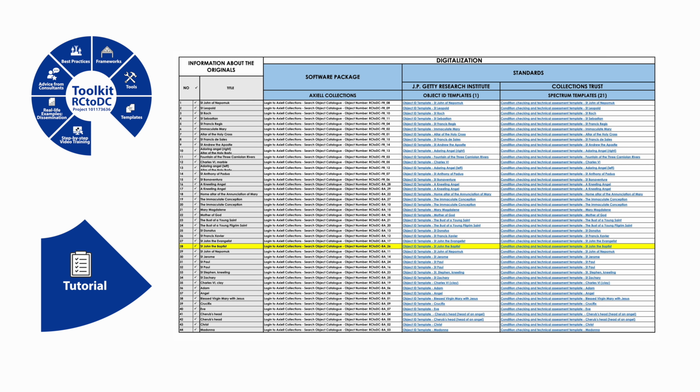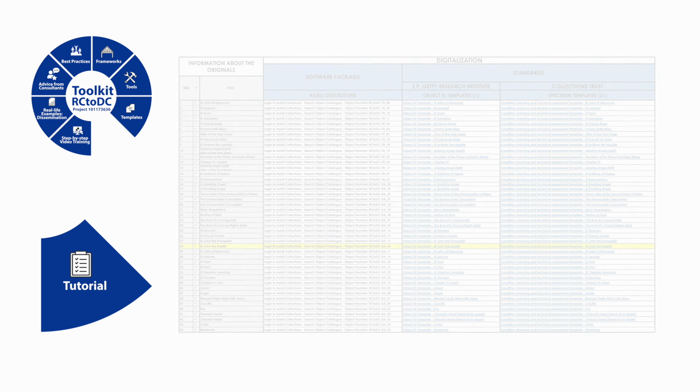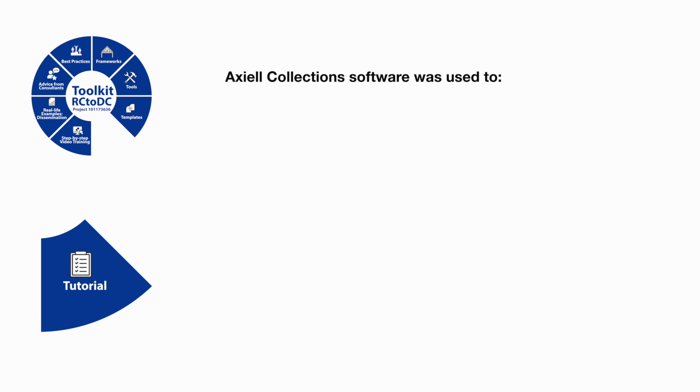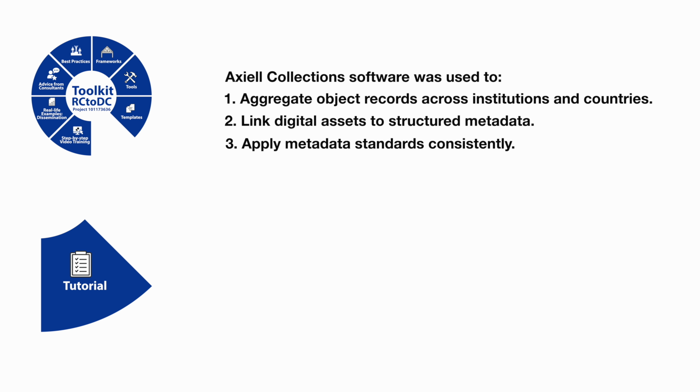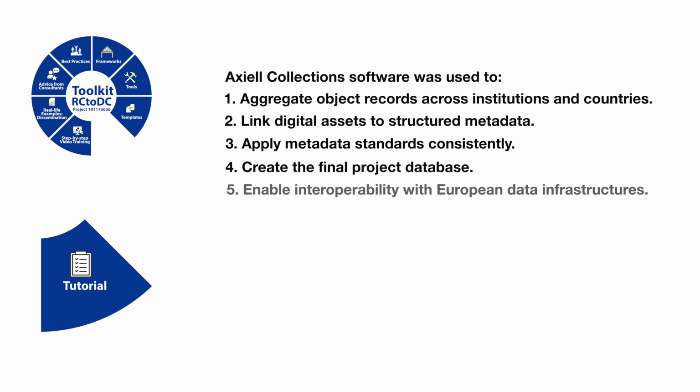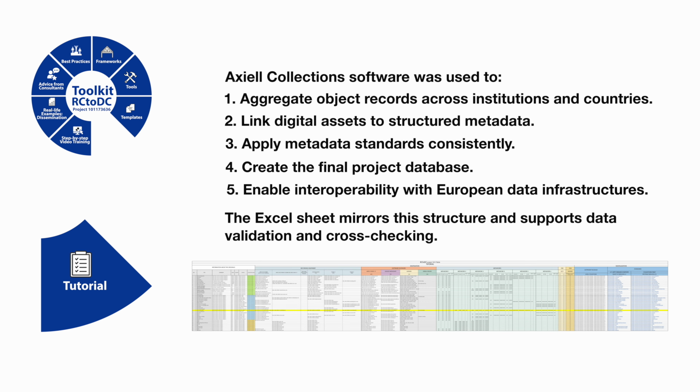The RCtoDC project applied internationally recognized standards to ensure interoperability and reuse. Axial Collections software was used to aggregate object records across institutions and countries, link digital assets to structured metadata, apply metadata standards consistently, create the final project database, and enable interoperability with European data infrastructures. The Excel sheet mirrors this structure and supports data validation and cross-checking.